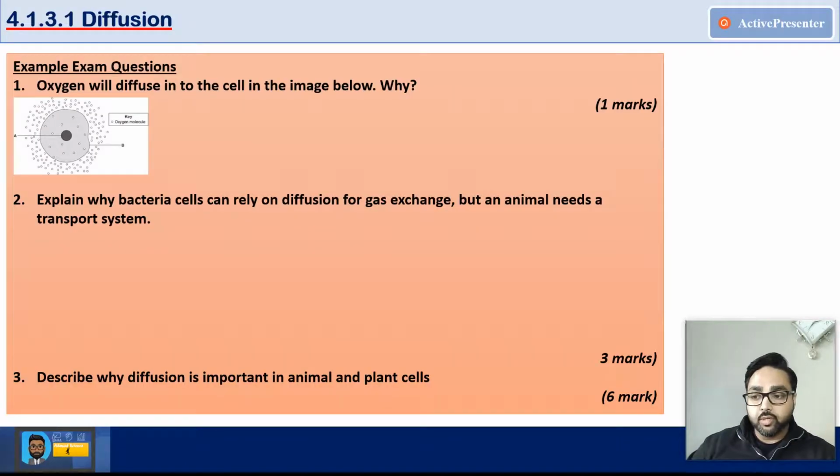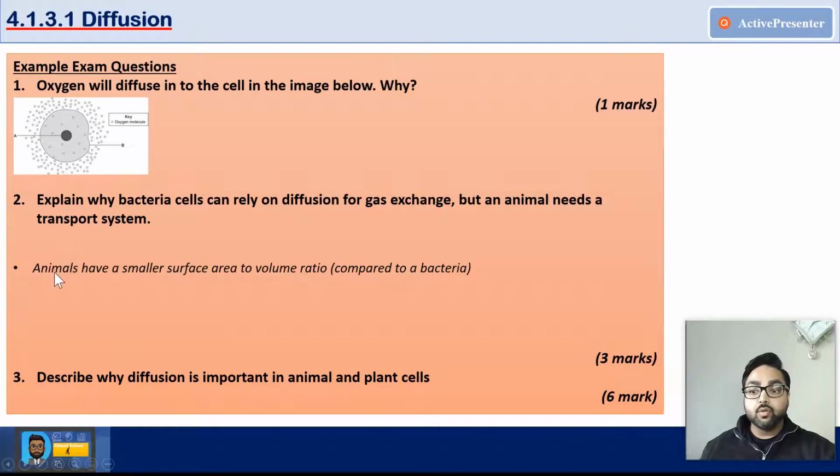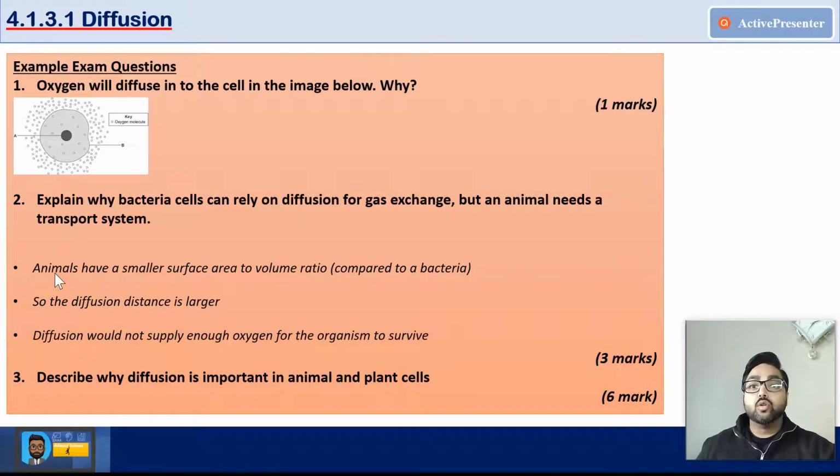And so question number 2, explain why bacteria cells can rely on diffusion for gas exchange, but an animal needs a transport system. Well, if you think about what we talked about earlier, the first thing you need to start off talking about is the surface area to volume ratio. Animals have a smaller surface area to volume ratio compared to a bacteria. Therefore, the diffusion distance is larger for an animal. And if the diffusion distance is larger, it will mean that there's not sufficient supply of oxygen for the organism to survive.